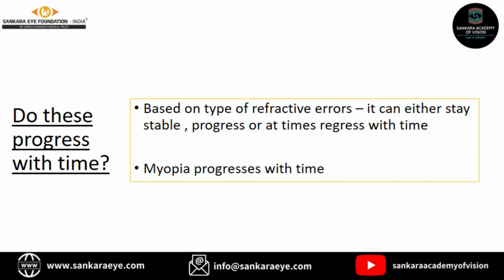Essentially, most of the children have a minus power, and these powers are going to increase with time. So what can we do if it does increase with time? Earlier we thought that giving a lesser power compared to what the child has would prevent the progression from happening. That is not true as of now. It does increase even if you undercorrect the children or give lesser power than what they need. So undercorrecting is absolutely not an answer to reducing the powers in children.